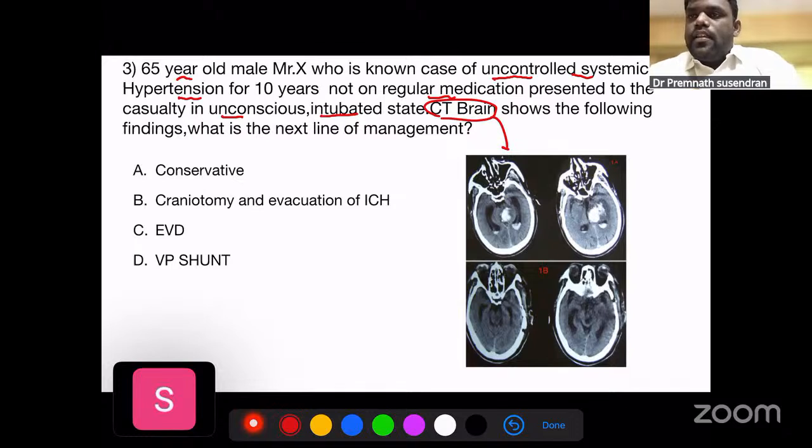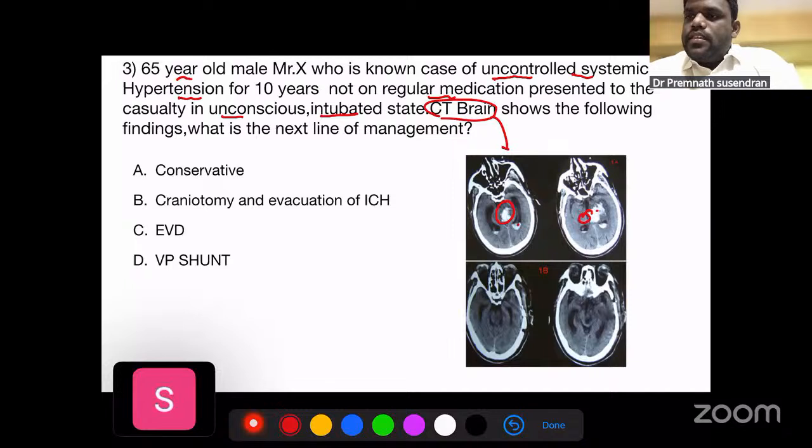So an old man with uncontrolled hypertension for 10 years and not on regular medication comes to casualty in an unconscious, intubated state. That means he has some hypertension-induced hemorrhage in the brain. The most common site for a hypertension-induced bleed in the brain is the pontine hemorrhage. The CT also shows the pontine hemorrhage, with intraventricular extension causing IVH.